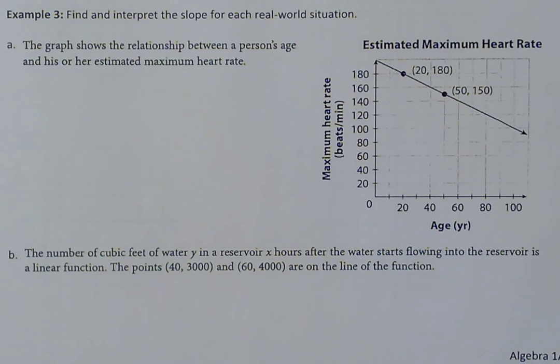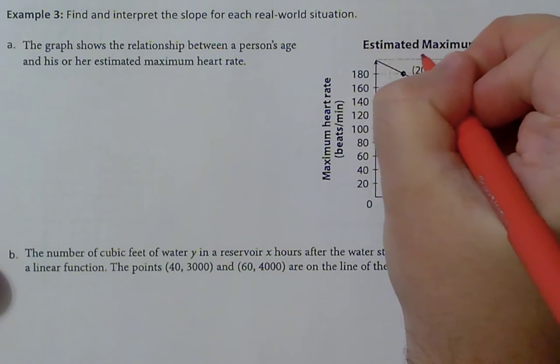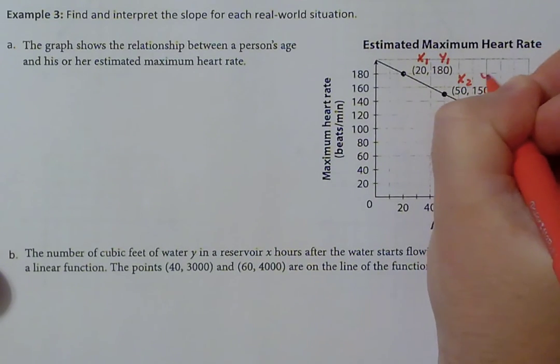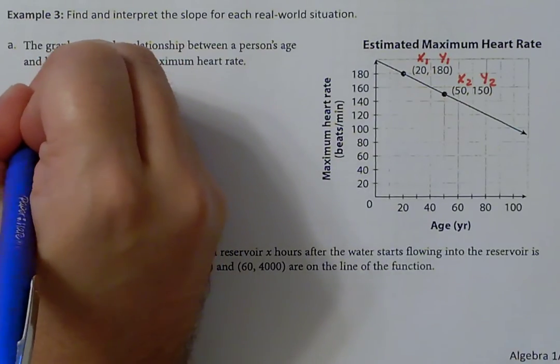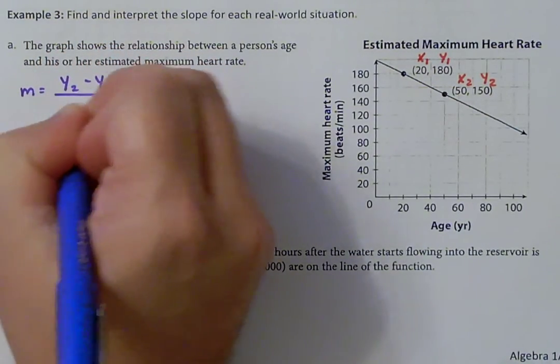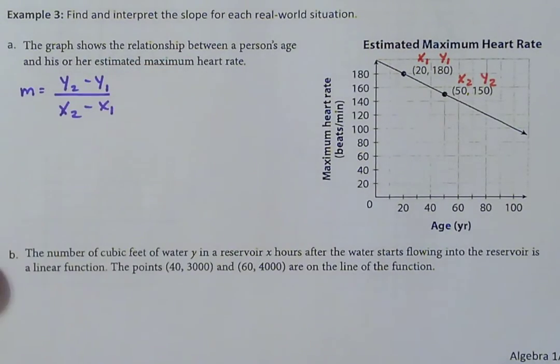Now, I would suggest you go through and use the slope formula. So you do your y2 minus y1 over x2 minus x1. So if we looked at that for A, if I define this as my x1, y1, and then my x2, y2, remember the slope formula is y2 minus y1 over x2 minus x1.